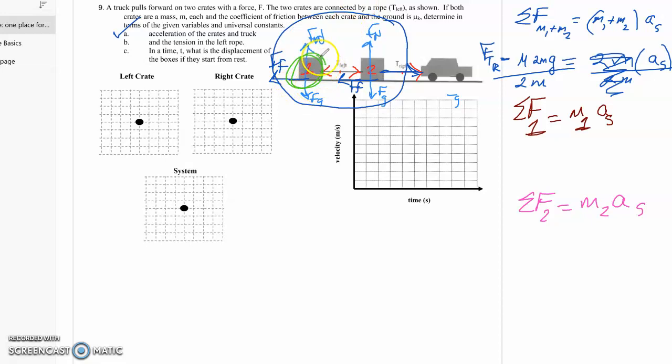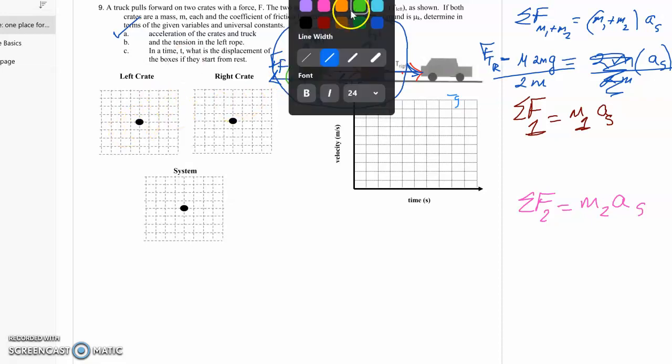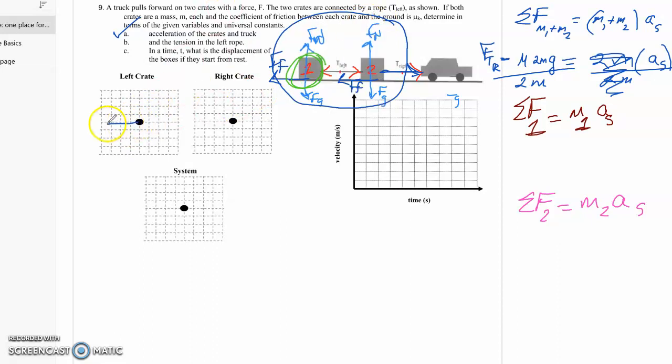So let's say I'm going to sum right here. That's the left crate, right? So I'm going to say force friction, tension left is what they're calling this tension, right? That's just a name for it. We're just looking at how it pulls on crate 1. The left string pulls to the right on crate 1. And then this part is balanced, right?